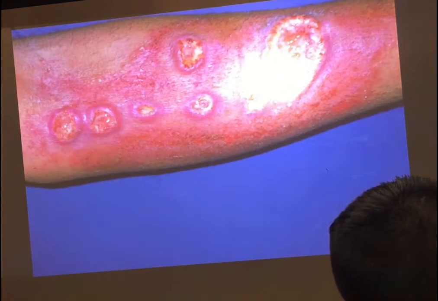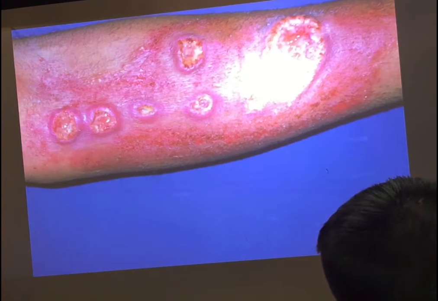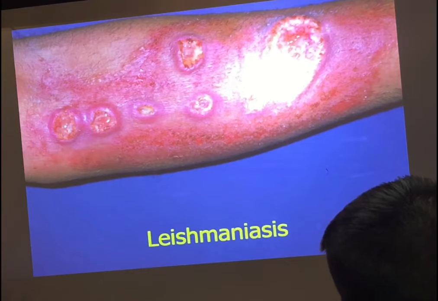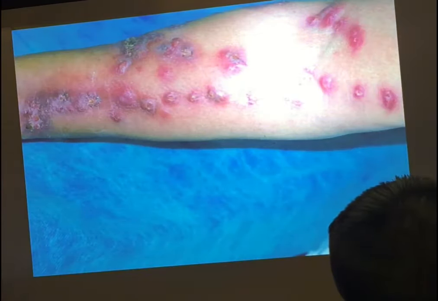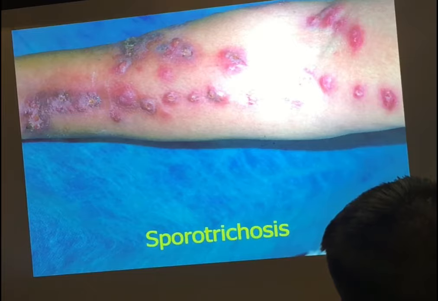So classic leishmania ulcer is usually rolled borders, exposed areas, and usually self-heals. So that's the most common presentation for cutaneous leishmaniasis, especially in the Old World. So this is kind of following that lymphocutaneous pattern. Again, ulcers and nodules, exposed areas, sporotrichosis.